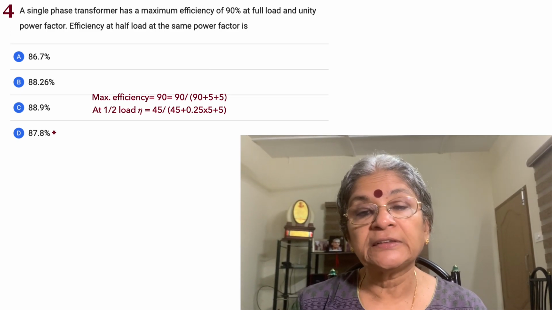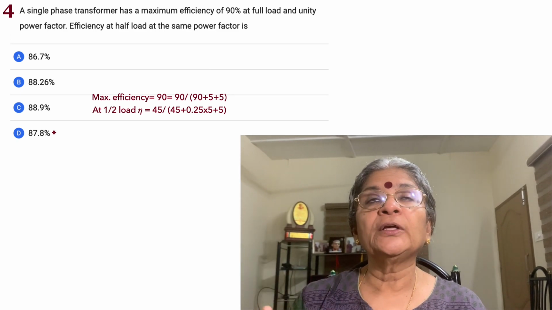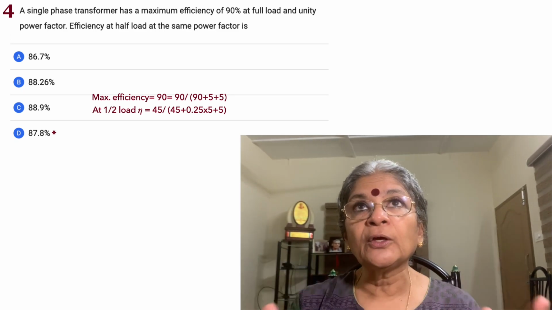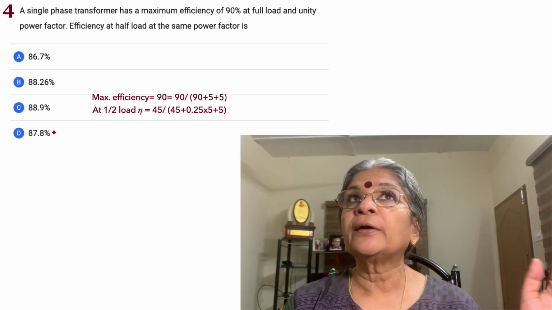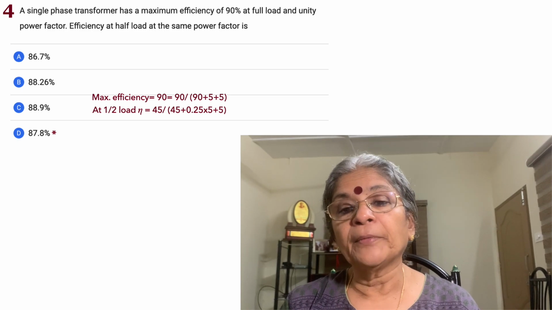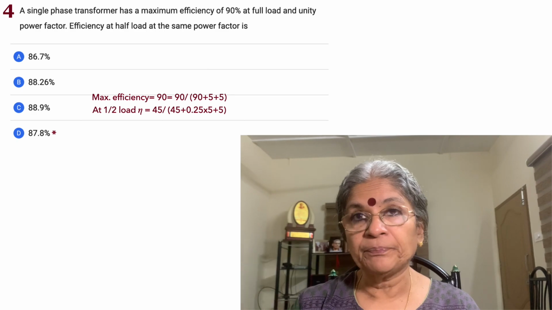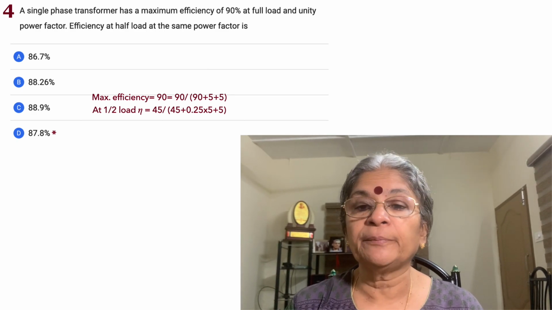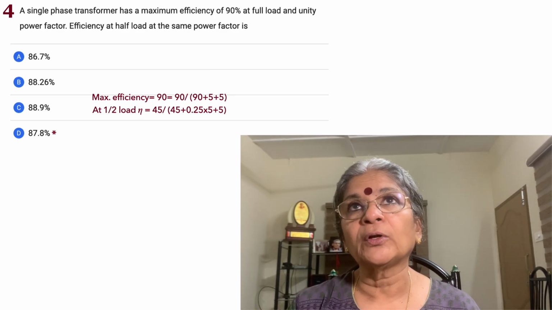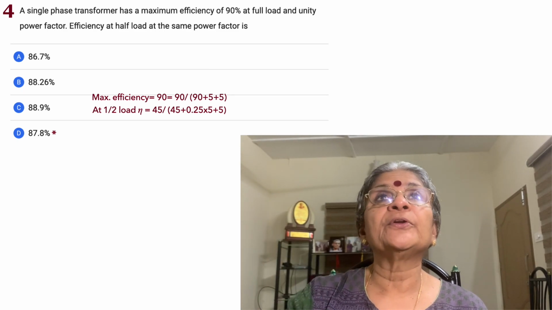Now maximum efficiency is 90, so we just assume that the output is 90, and the input is equal to 90 plus the two losses. The two losses are equated because it's maximum efficiency. 100 minus 90 is 10, divided into 2, so efficiency is 90 divided by 90 plus 5 plus 5, where 5 is the full load copper loss and 5 is the iron loss. That gives you 90%. This just assumes that 100 kilowatt, or 100 watt, happens to be the input, of which the output is only 90.